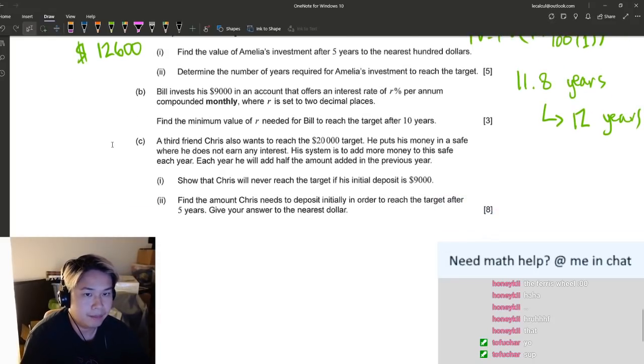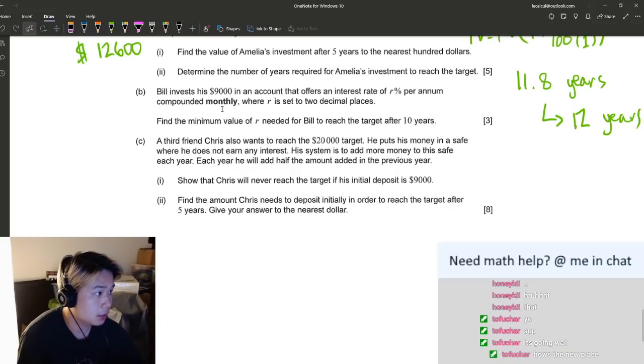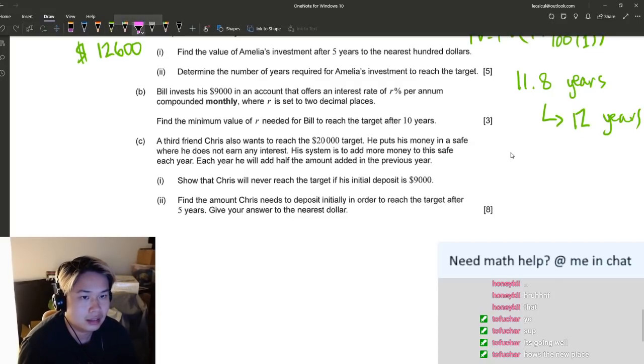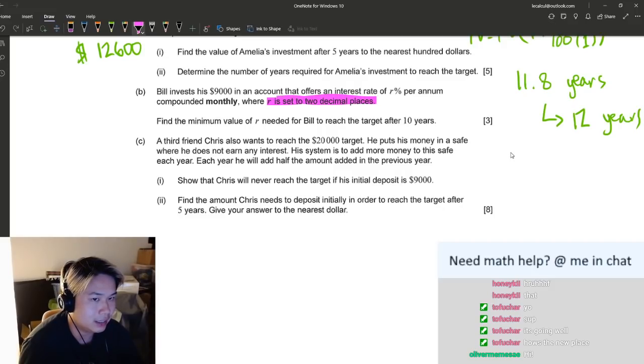Alright, and then Bill invests something in an account. We don't know what his rate is, but he does get it compounded monthly, so that's better. And then R is going to be set to 2 decimal places. Okay. I don't know why they want this, but we'll just keep this in mind, because that's the type of thing that I would probably screw up and give the answer as 3 decimal places.